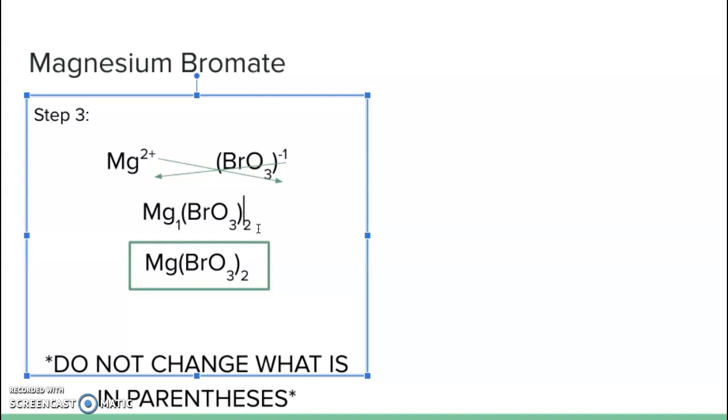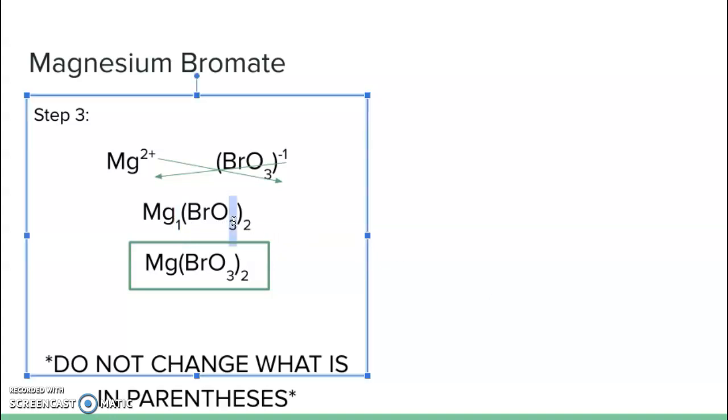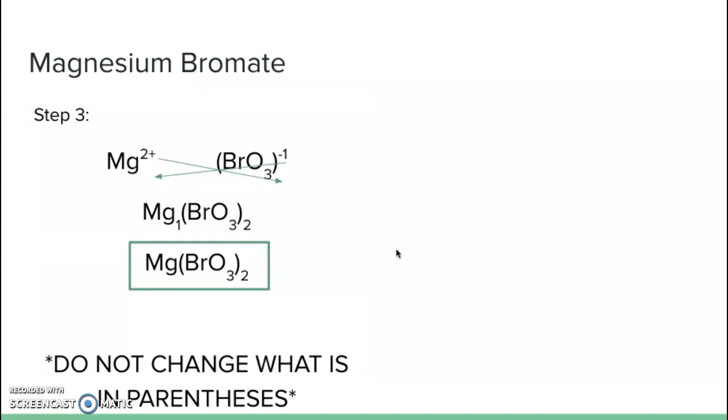And then I know my chop stage is I chop the numbers, or my subscripts, based on if I can simplify it. And the only thing I can do here is chop the 1 here. Notice that I do not take into consideration the subscript inside of the parentheses. So again, we never, ever, ever change that. So magnesium bromate has a formula of Mg(BrO3)2.